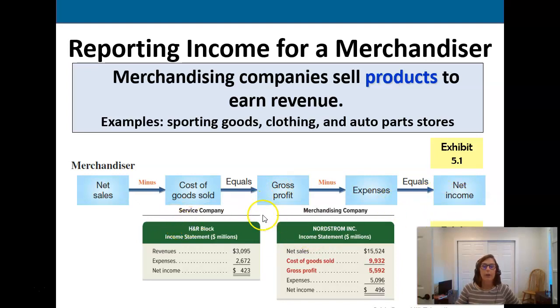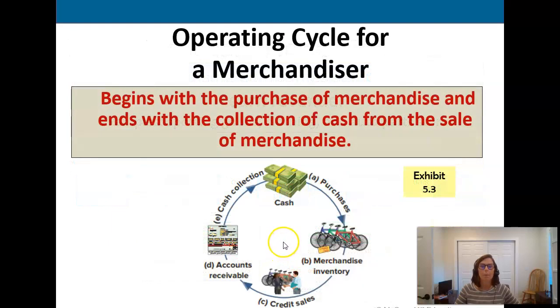So down here at the bottom we have a side-by-side of a service company on the left and a merchandiser on the right. And you can see that we've got these two additional accounts, cost of goods sold and gross profit, that don't exist with a service company. So the math works the same, but now we've just got this kind of intermediate piece sandwiched in between the sales and the net income. And notice here this is net sales, and we'll talk about what the difference is between net sales and revenue as we move on.